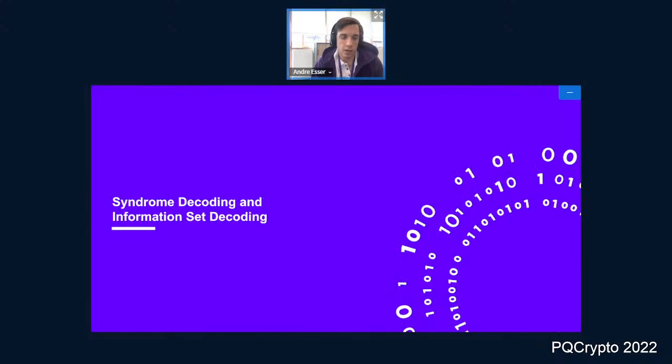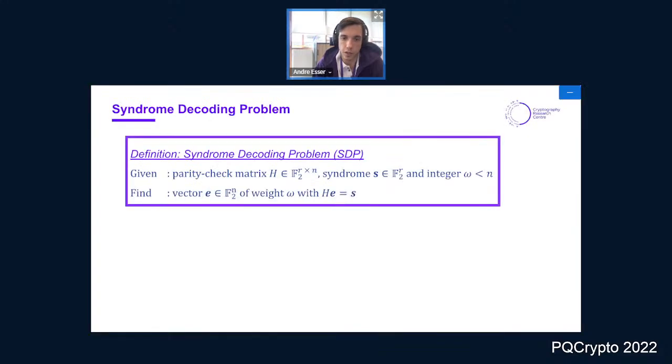Before we dive into these hybrid algorithms, let us cover some basics on the syndrome decoding problem and information set decoding algorithms, which solve the syndrome decoding problem. For the syndrome decoding problem, we are given a parity check matrix H with r rows and n columns, and a syndrome, a vector of length r.